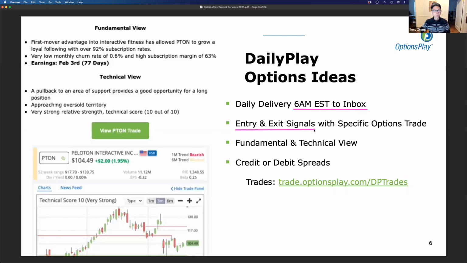Now, this is really where we take our fundamentals and we take a look at technicals, and we look for stocks that are aligned from a technical and fundamental perspective. And we generally give you either a credit or debit spread to trade. Occasionally, we'll trade some diagonals or outright calls and puts, but largely most of the trades that we make are going to be credit or debit spreads. And you can take a look at all of our trades here using this link here on your screen.